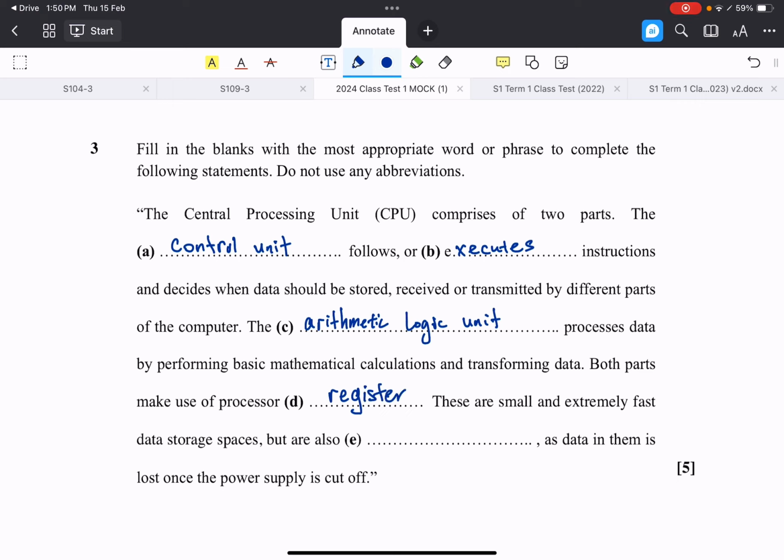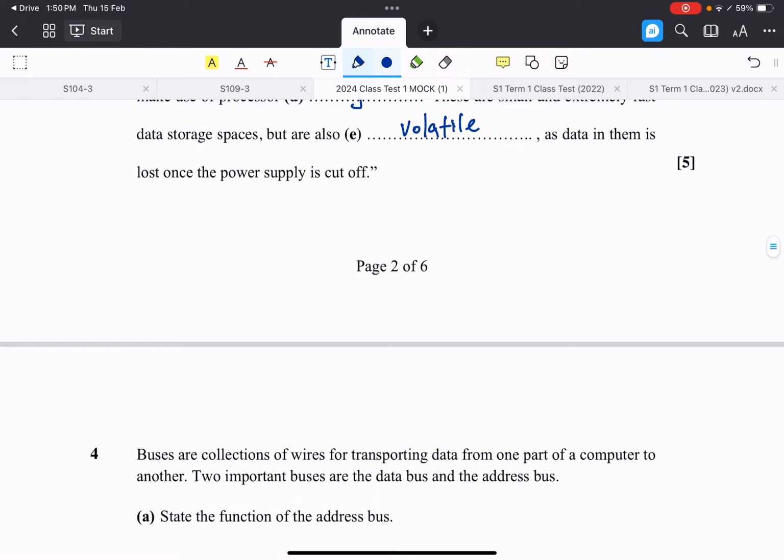These are small and extremely fast data storage spaces, but they're also volatile, because they can be changed and overwritten quite easily, as data in them is lost once the power supply is cut off. So that's what we have. Okay, so the next one.